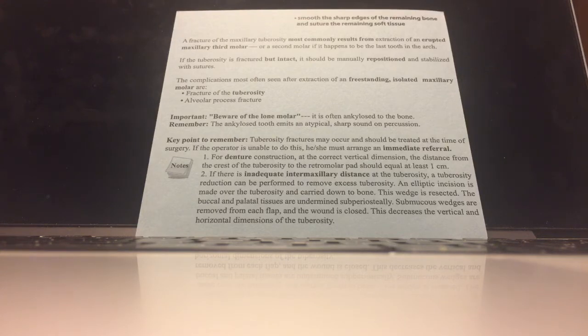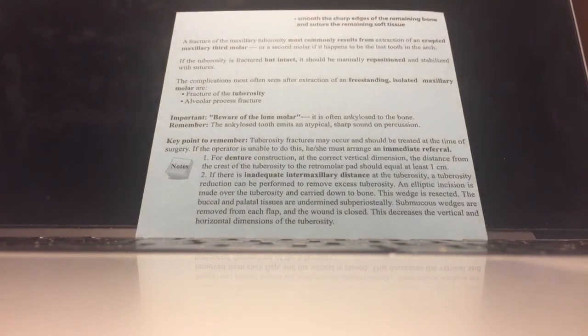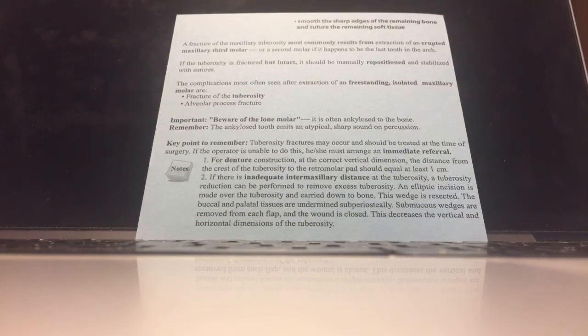For denture construction at the correct vertical dimension, the distance from the crest of the tuberosity to the retromolar pad should equal at least 1 centimeter. If there is inadequate intermaxillary distance at the tuberosity, a tuberosity reduction can be performed to remove excess tuberosity. An elliptic incision is made over the tuberosity and carried down to bone.